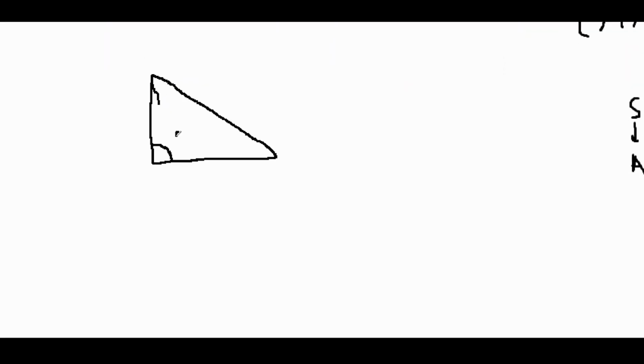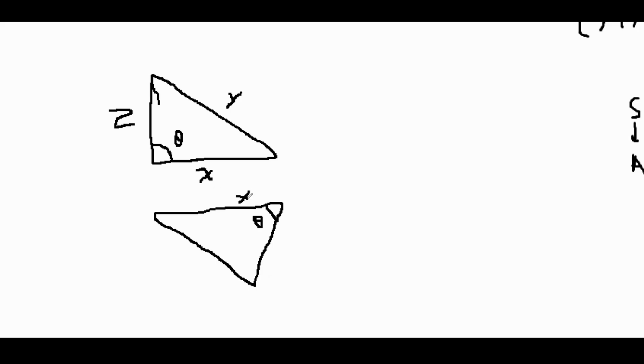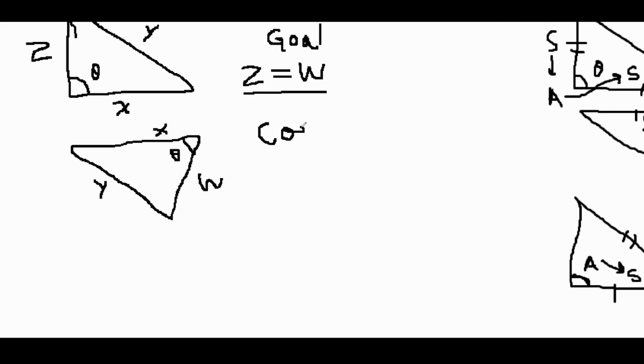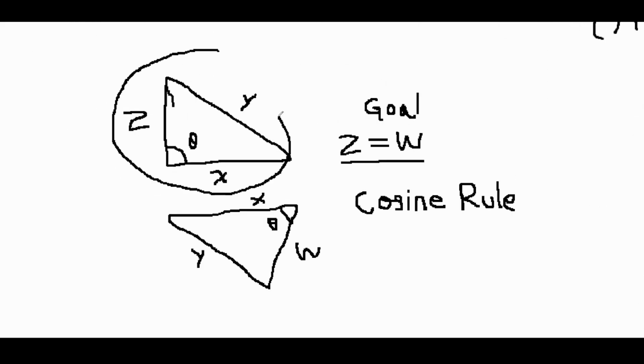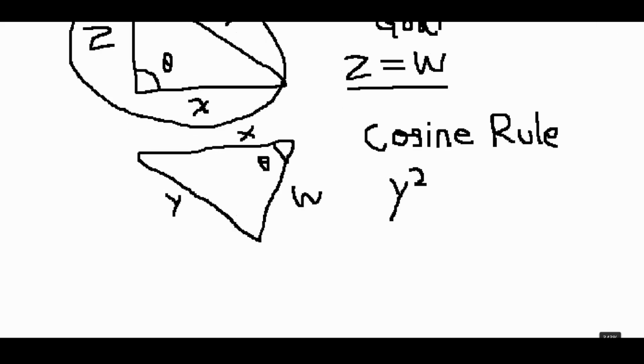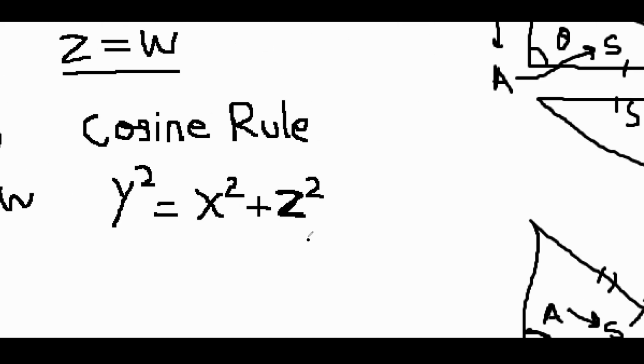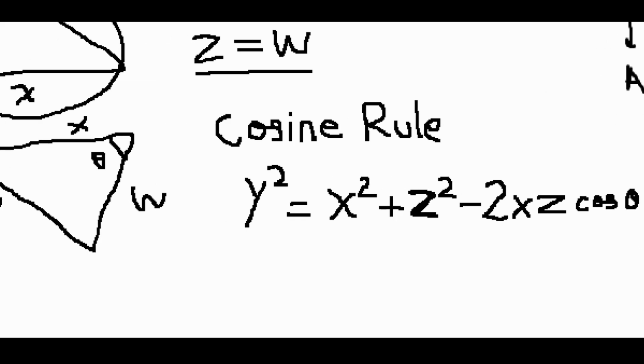Now to start proving this, let's take these two triangles and label the sides that we do know as x, y, and theta, and our goal will be to equate z and w so that we can use SSS to prove SSA. Using the cosine rule on this triangle, we can say that y square equals x square plus z square minus 2xz into cosine of theta.